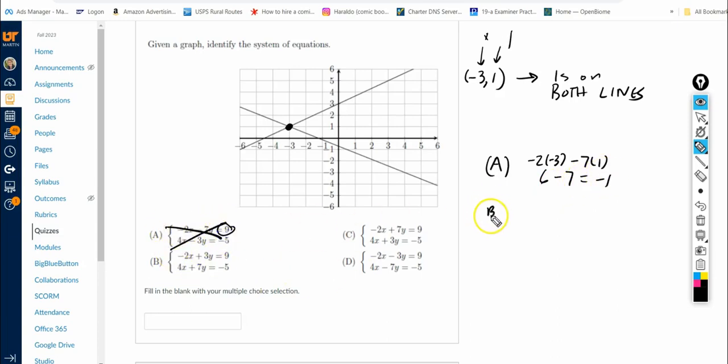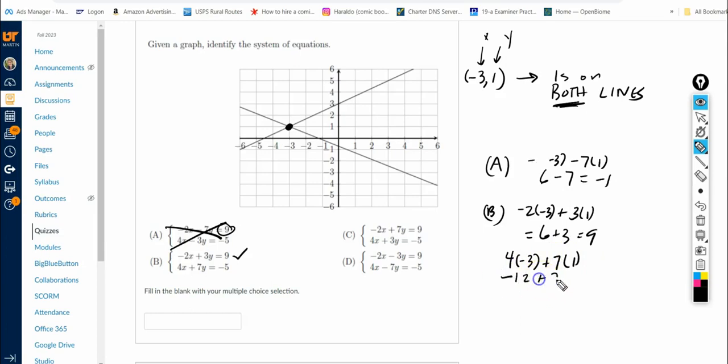Look at equation B. You have -2 times -3 plus 3 times 1, which is 6 plus 3, which is equal to 9. Okay, the first one is true. But what about the second one? It has to be in both of them. So the second one, you'd get 4 times -3 plus 7 times 1, and that's -12 plus 7 equals -5. And that's what you have there.